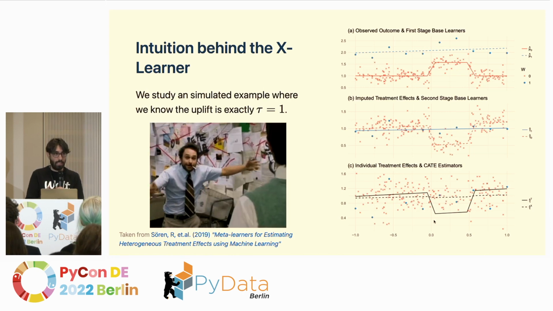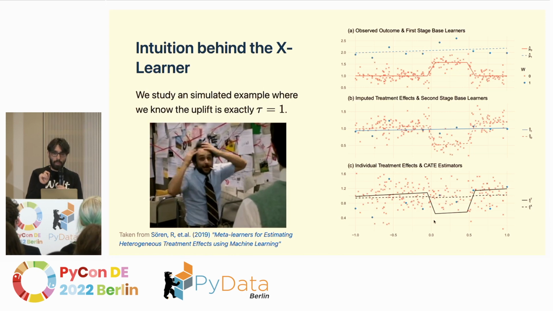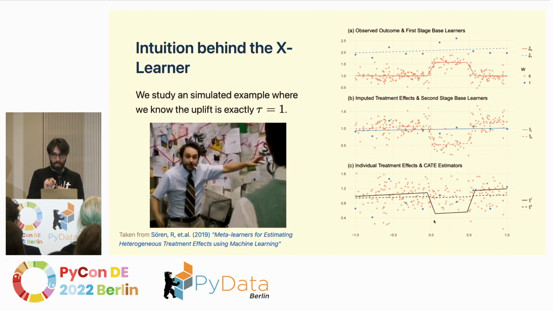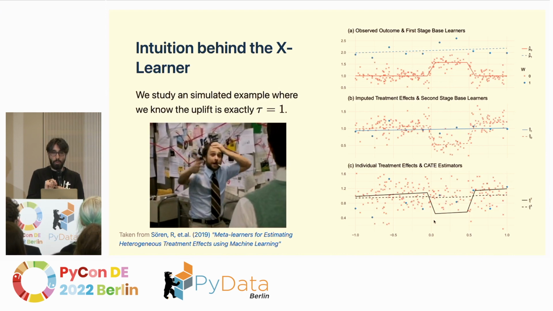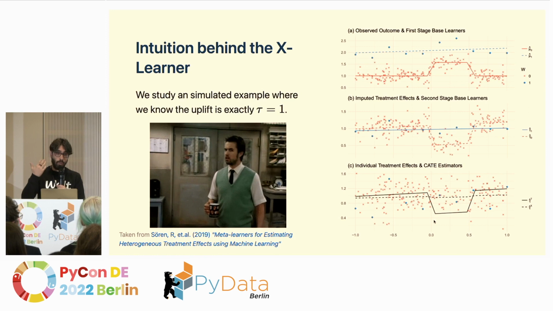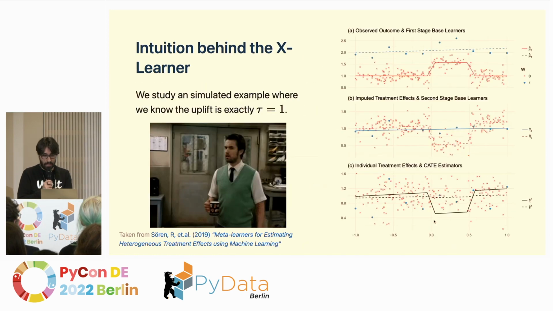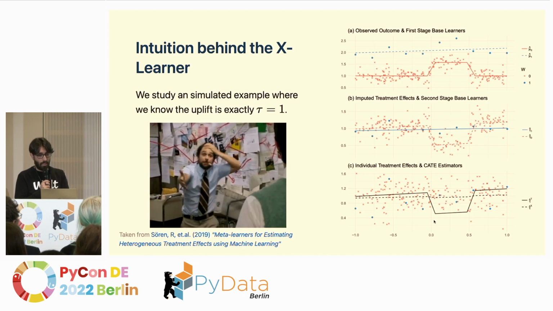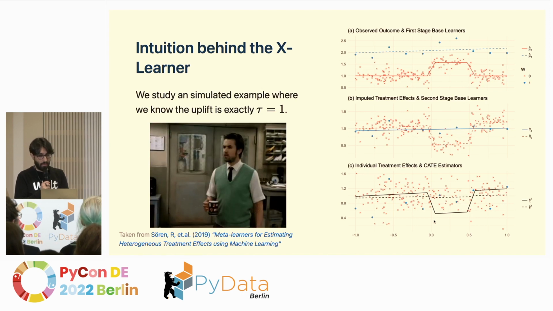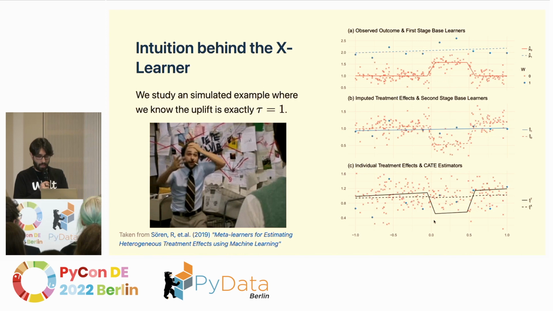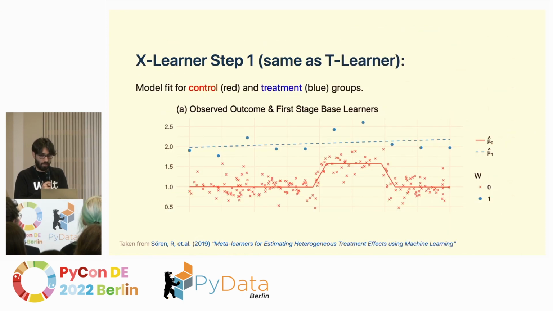So what I'm going to do next is to give you a very concrete example, which I found in a paper explaining the X-learner, where we can actually get some intuition of the things that could work and that could fail. And yeah, this simulated example is such that the treatment effect, or the uplift, is actually equal to 1. So it's a constant. We know the answer. It's a simulation. So I have 2 groups.